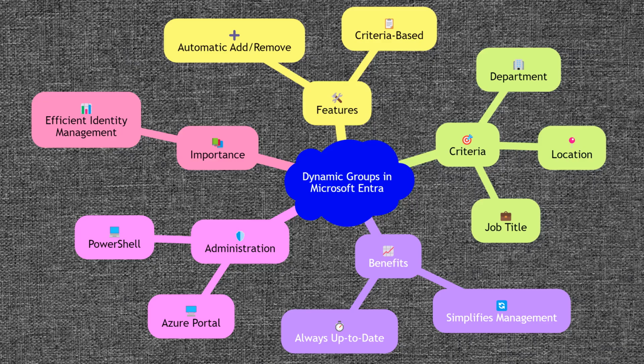Dynamic groups in Microsoft Entra automatically add or remove members based on specific criteria, such as department, job title, or location. This feature simplifies group management and ensures that group memberships are always up to date. Administrators can create dynamic membership rules using the Azure portal or PowerShell. Understanding how to create and manage dynamic groups is essential for efficient identity management.